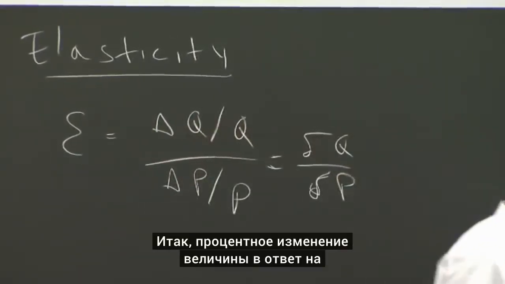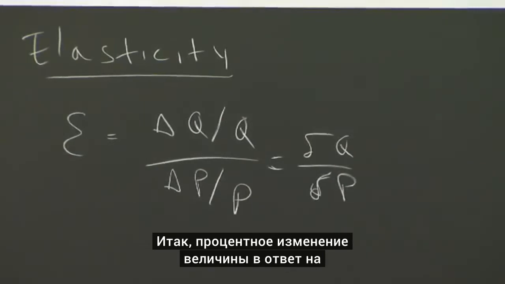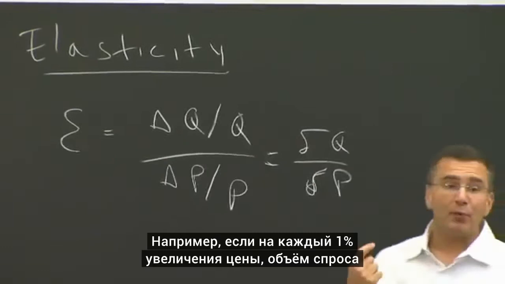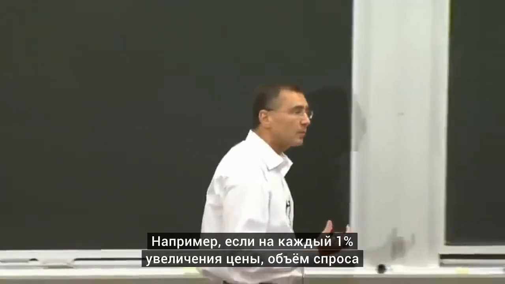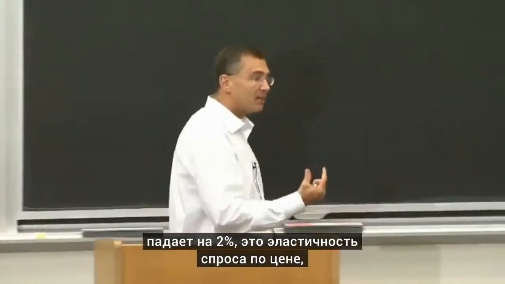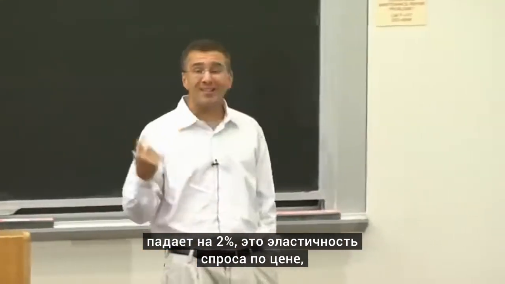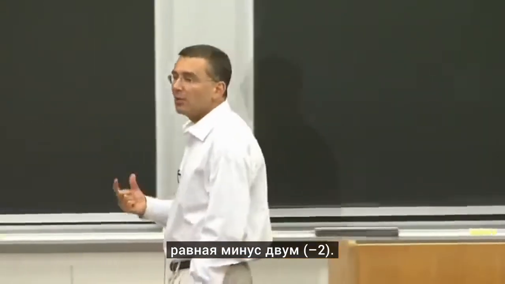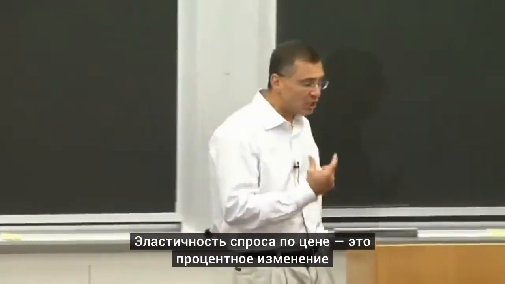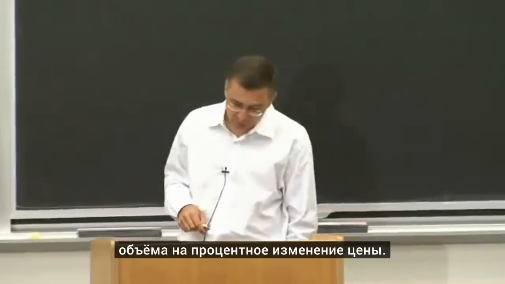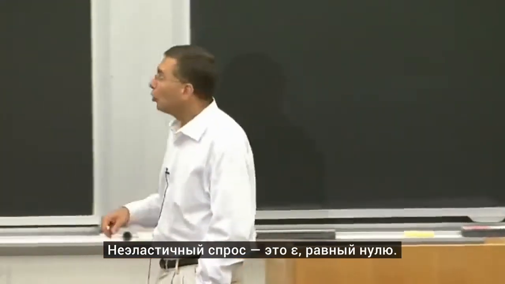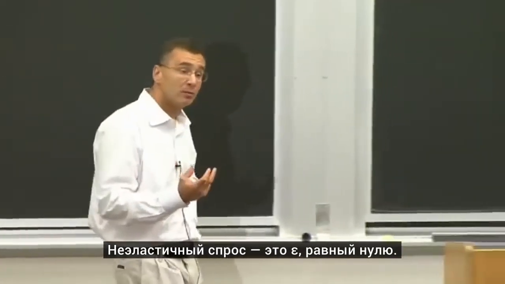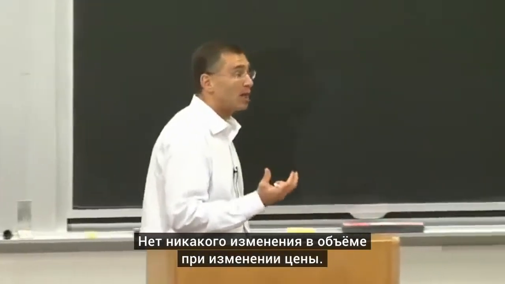Okay? So basically the percentage change in quantity for the percentage change in price. For example, if for every 1% increase in price, quantity falls 2%, that is a price elasticity of demand of -2. Okay? The price elasticity of demand is the percentage change in quantity for the percentage change in price. So inelastic demand is an epsilon of 0. There's no change in quantity when price changes.